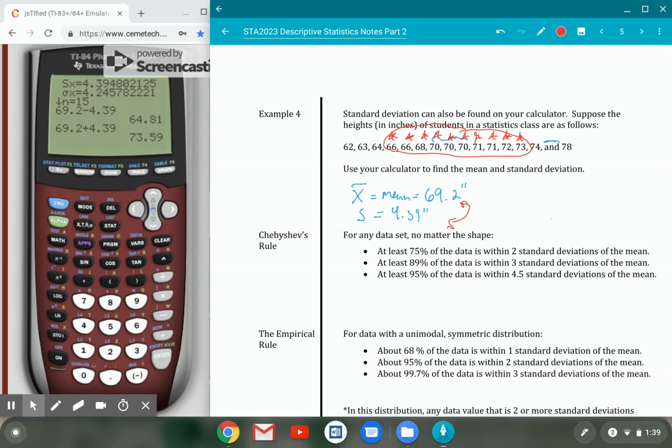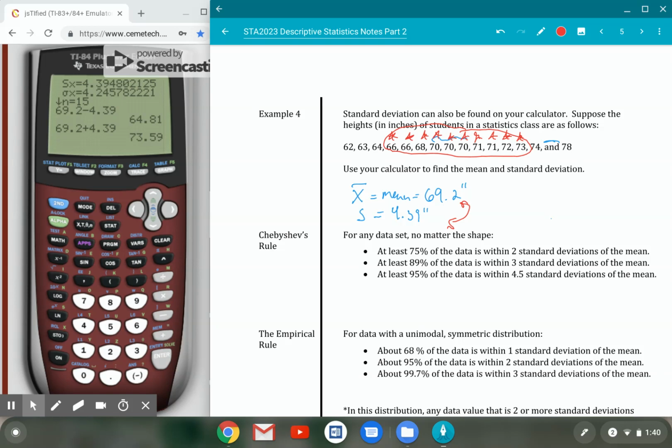And that takes us to Chebyshev's rule, which says for any data set, no matter the shape, if it's skewed left, skewed right, uniform, bimodal, symmetric, at least 75% of the data is within 2 standard deviations of the mean. So going up another standard deviation and down another standard deviation, up and down 2, that should capture 75% at the minimum, no matter what. And in this case, it looks like we would get to almost 100%. I don't think we would get that 78. We get close to it.